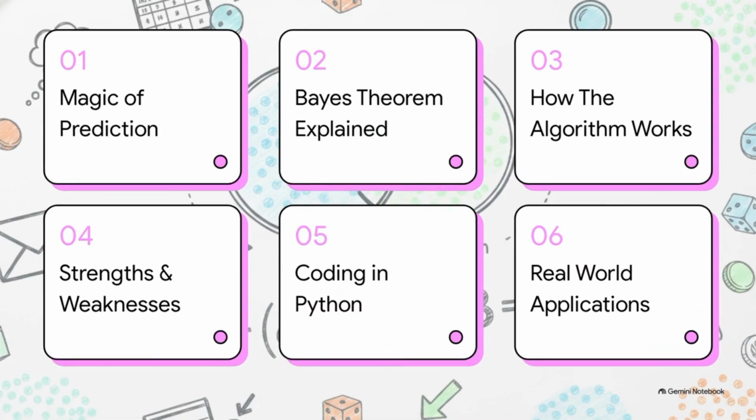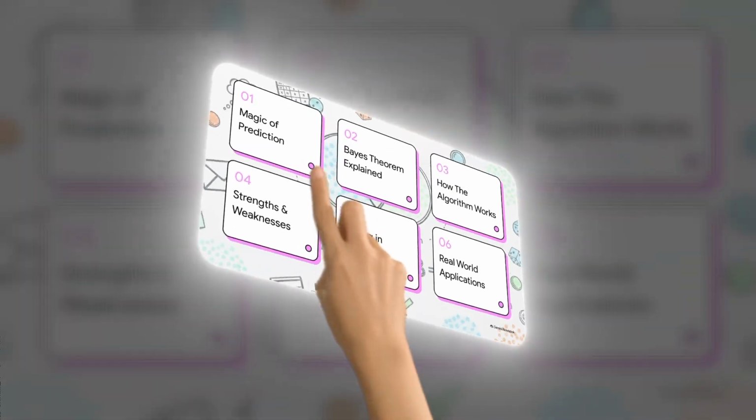We're going to cover: 1. The magic of prediction, 2. Bayes' theorem explained, 3. How the algorithm works, 4. Strengths and weaknesses, 5. Coding naive Bayes in Python, and finally 6. Real-world machine learning. Let's get right to it.